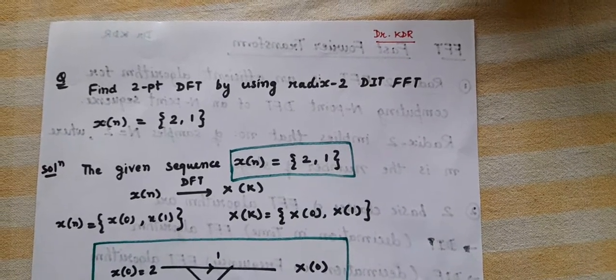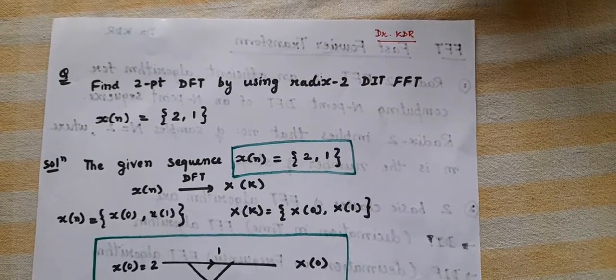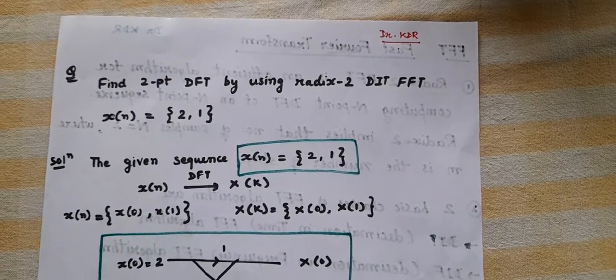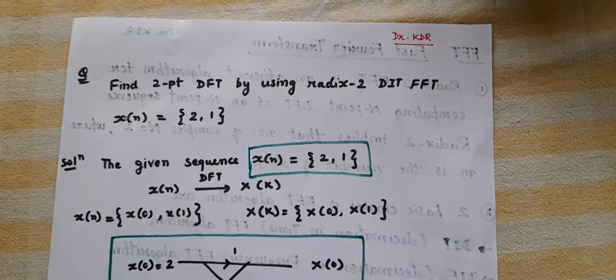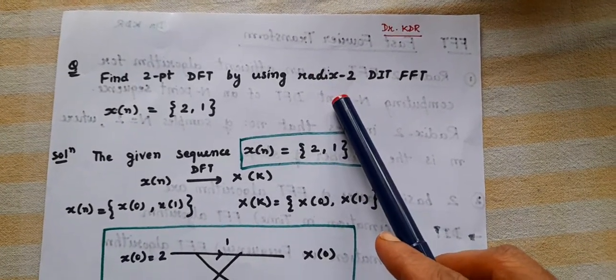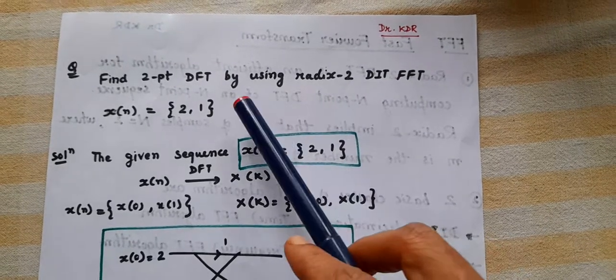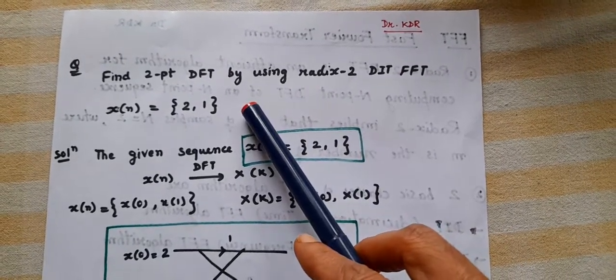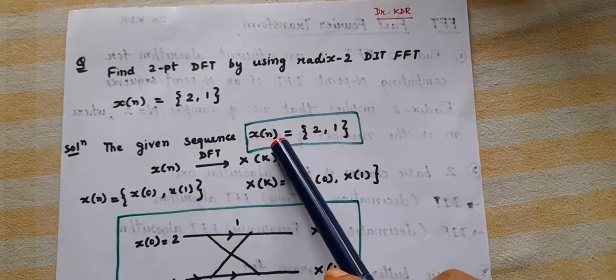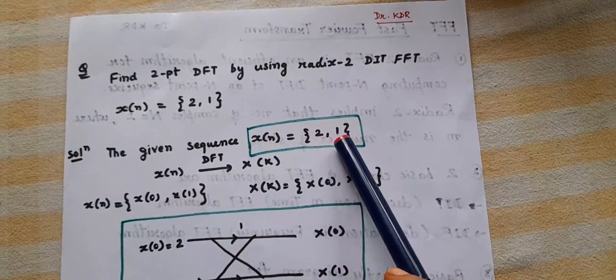Hello dear students, today in this class we are going to solve a problem using the radix 2 DIT FFT algorithm. What's the given problem? Find a 2-point DFT by using radix 2 DIT FFT for the given sequence x of n is equal to 2, 1. Coming to the solution, what's the given sequence? X of n is equal to 2, 1.